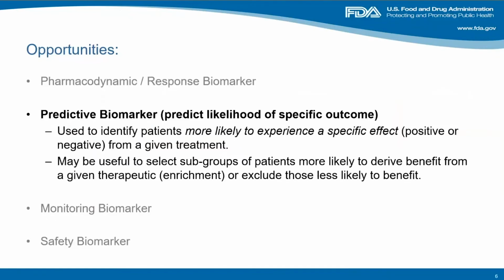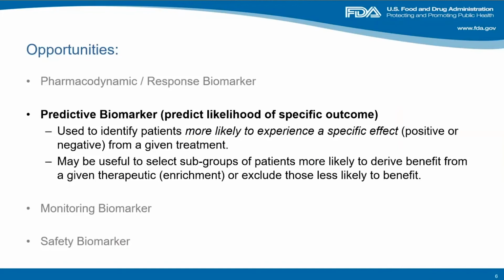The next category is predictive, which is used to identify patients more likely to experience a particular effect from a given treatment. It may help to identify those most likely to benefit from a particular drug's mechanism of action, or on the other hand, to help exclude a subpopulation that have a biologic reason to be unlikely to respond to the treatment. To give a simplistic example, if you are developing a product with anti-inflammatory action, you may want to ensure the enrolled population has a high inflammatory burden at the time of randomization in order to best demonstrate the product's beneficial effects.